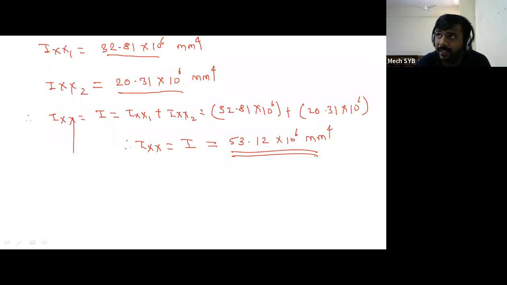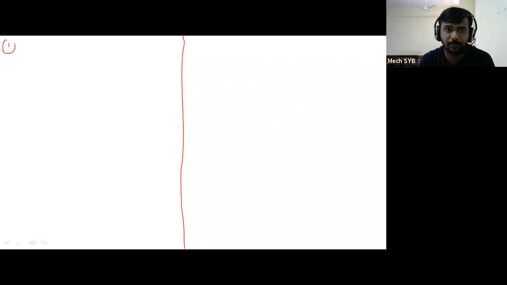So do the calculation of IXX1, IXX2, and then do the addition. Okay. Now we have to follow our procedure, that is, we have to calculate the stresses at extreme fiber. So what do we have to do? We have to calculate the two bending stresses which are present at the extreme fiber. So first, bending stress.